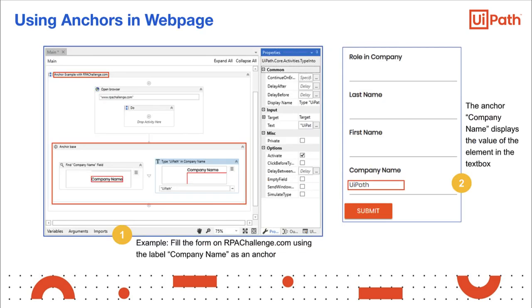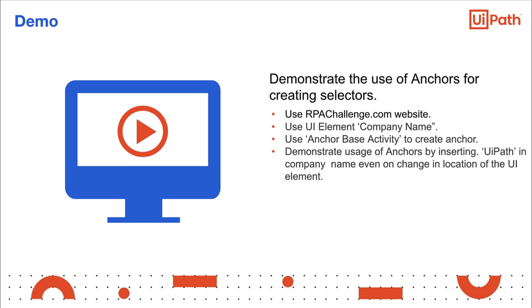Anchor base is a container that searches for a UI element by using other UI elements as anchors, and it is used when a reliable selector is not available. And we can watch this demonstrative video of using anchors for creating selectors.